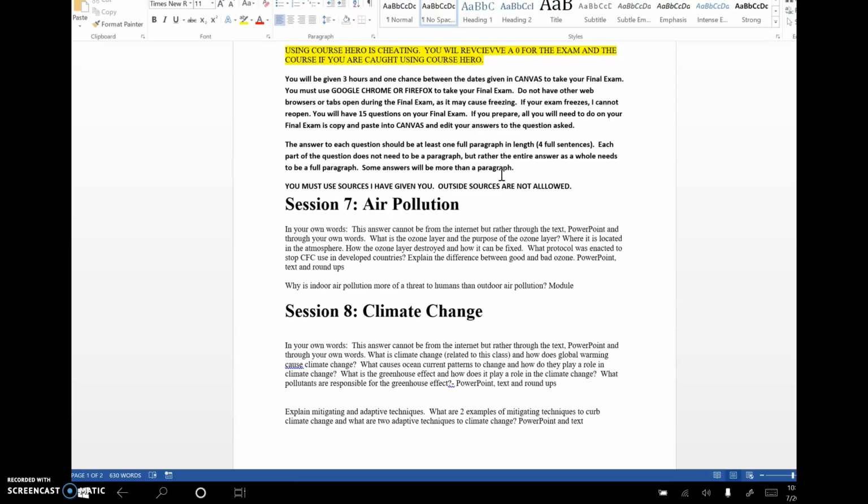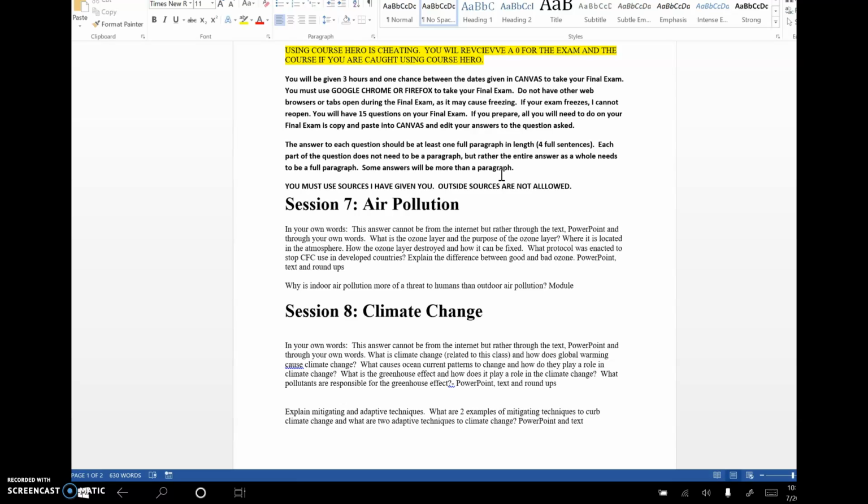I don't want to give you the answer here. And what is the purpose of it, the ozone layer? How is the ozone layer being destroyed and how can it be fixed? I want you to explain to me what the CFCs are. What are the pollutants that are causing the destruction of the ozone layer? How does that actually destroy the ozone layer? So I want you to kind of go into the chemical equation of how that happens.